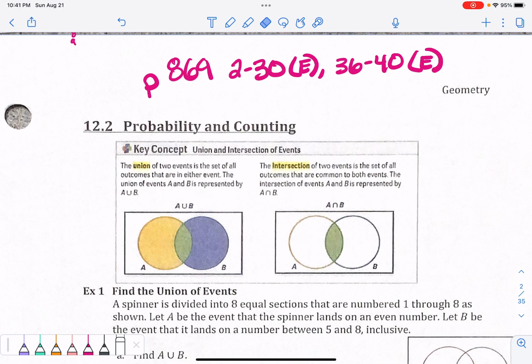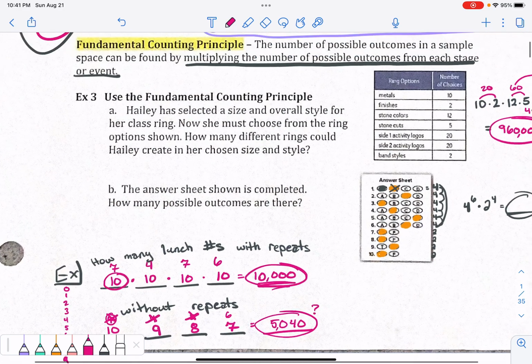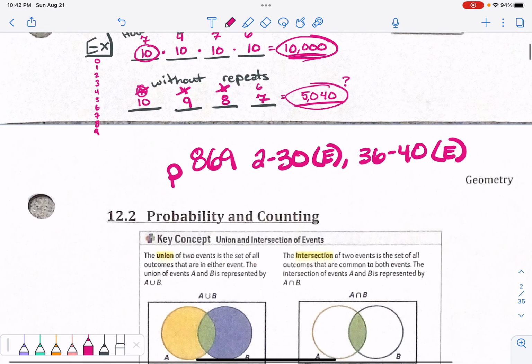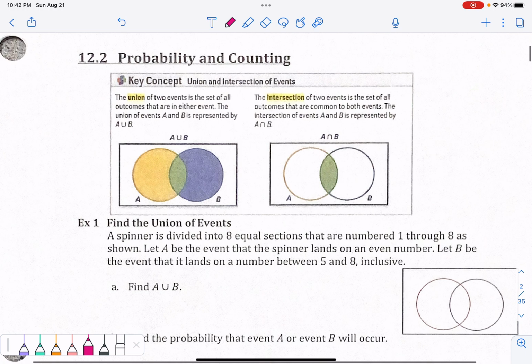So 12.2 is talking about actually computing probabilities. Like in 12.1, we were just talking about counting options and the number of ways that things could happen. Now we're going to actually be doing some computations and analyzing some things. The first thing that we need to talk about is something called a union and an intersection.